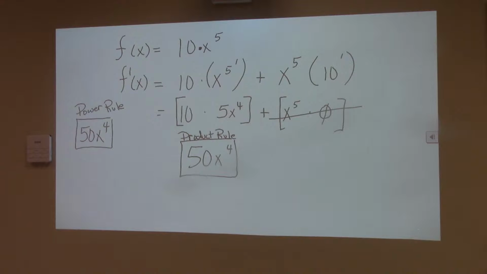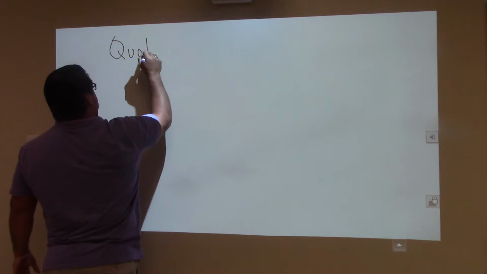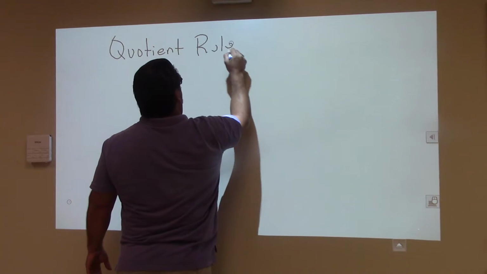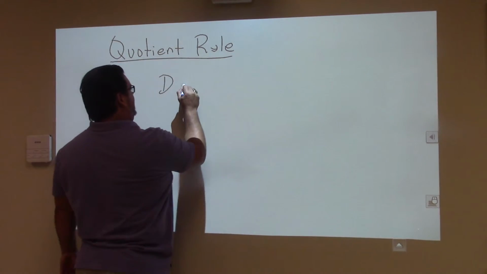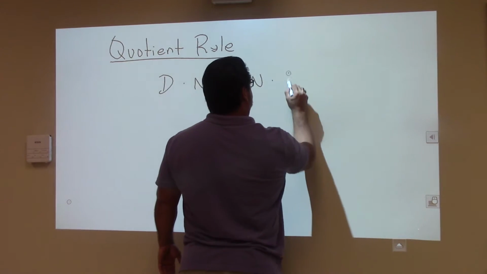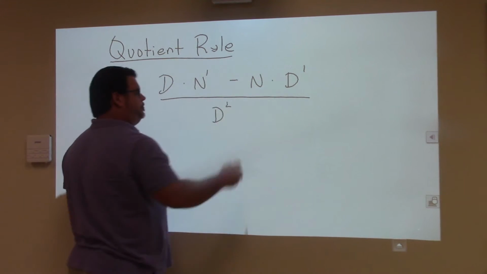Now, I've got like 5 minutes. I want to go over the quotient rule real quick. The quotient rule, and I'm not going to even attempt to show you what they've got in the book, unless you just like whips and chains. The quotient rule says the denominator times the numerator prime minus the numerator times the denominator prime over denominator squared.